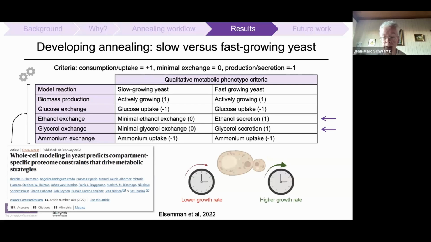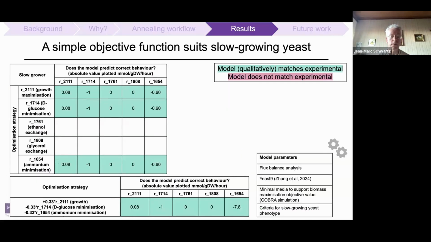So they start secreting ethanol and glycerol in the fast-growing phase, but not at the beginning, when they have minimal ethanol and glycerol exchange. And also there is ammonium uptake, so this is then set to -1. So these are all the criteria that we want our simulations and our objective functions to meet.